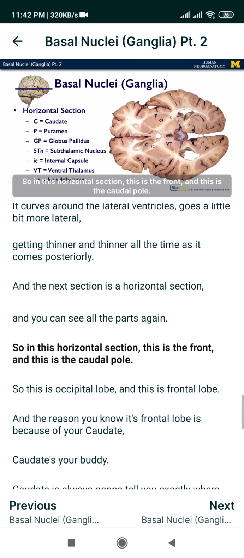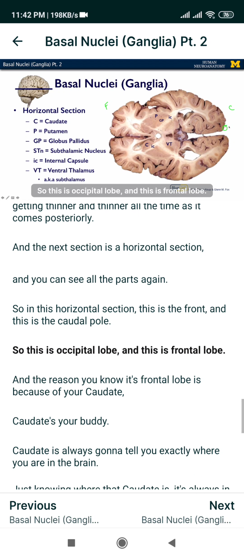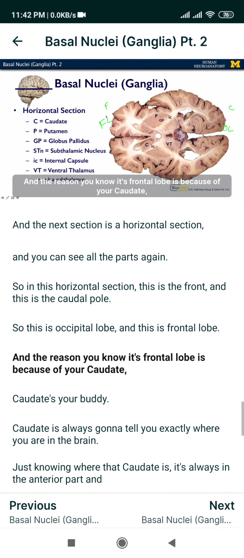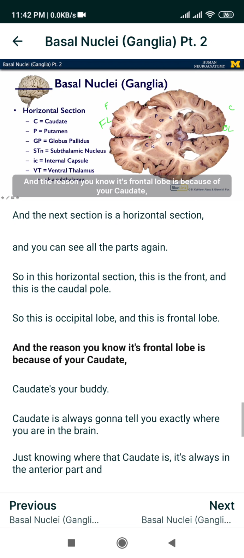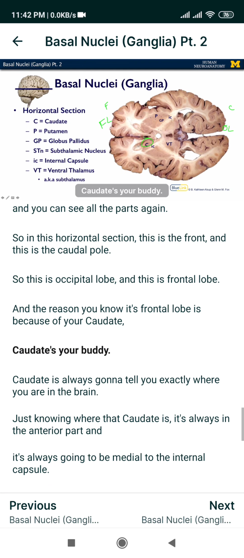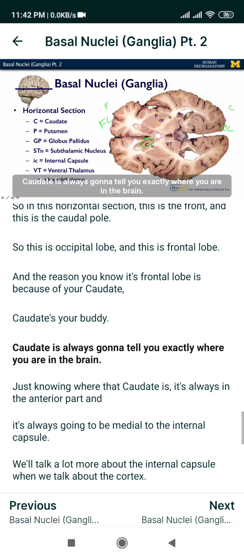So in this horizontal section, this is the front, and this is the caudal pole. So this is occipital lobe, and this is frontal lobe. And the reason you know it's frontal lobe is because of your caudate. Caudate's your buddy. The caudate is always going to tell you exactly where you are in the brain.